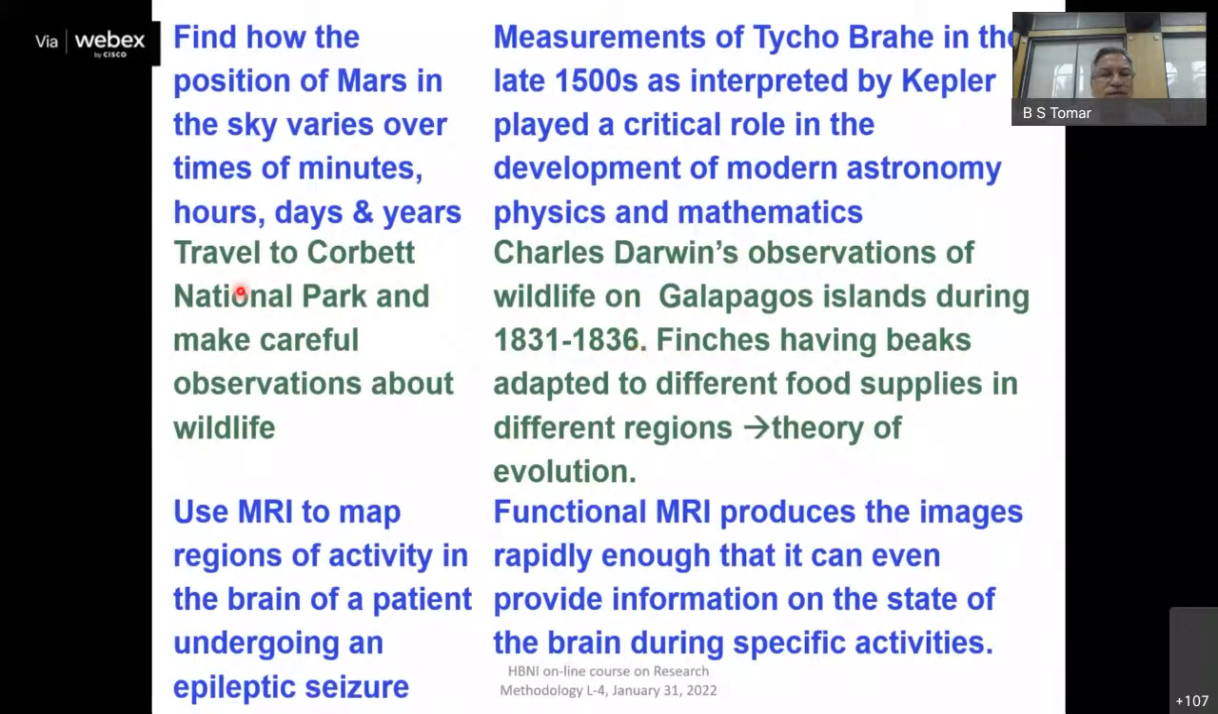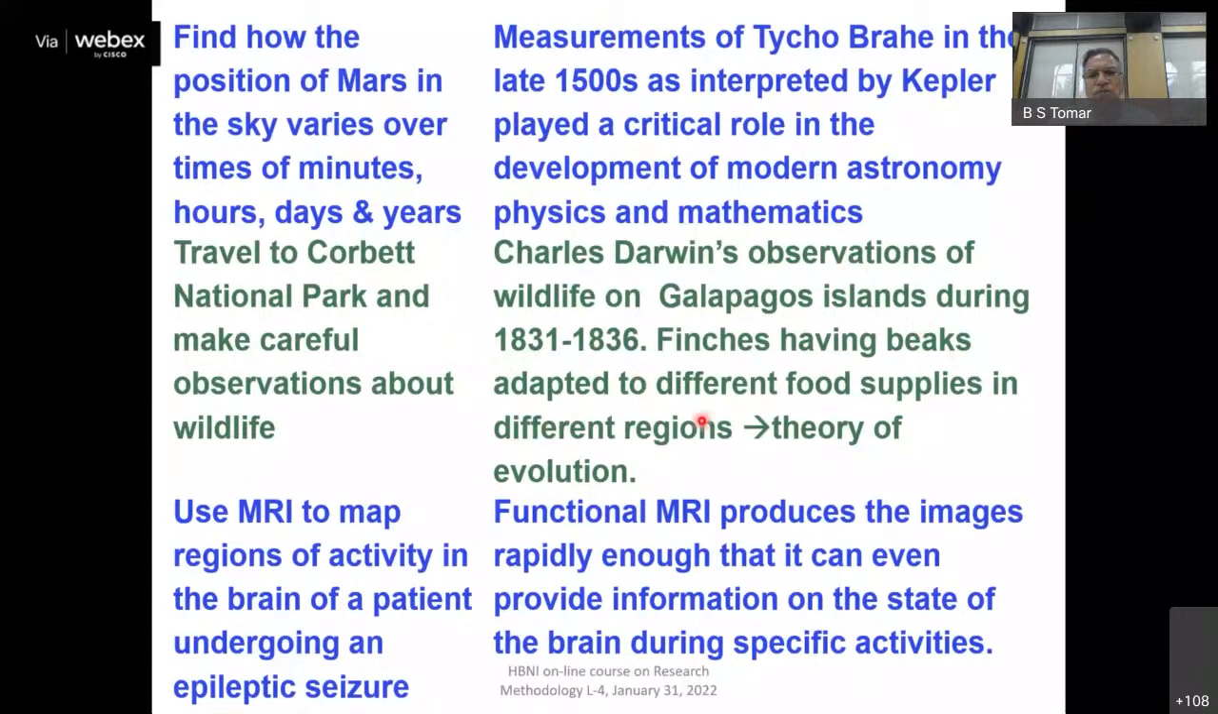Similarly, Darwin's theory of evolution. I just mentioned that one can take up this research by traveling to a wildlife sanctuary like Corbett and make careful observations about wildlife. And similar observations were made by Charles Darwin. He went to the wildlife on the Galapagos Islands between 1831 and 1836.